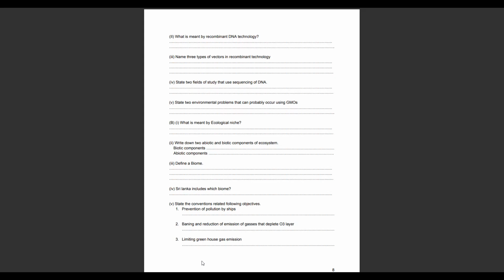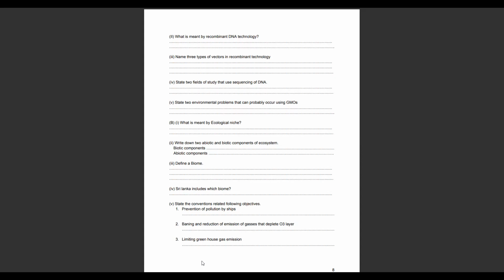State 2 fields of study that use sequencing of DNA. Molecular biology, evolutionary biology, medicine, right? Metagenomics. 2 marks. Roman number 5, state 2 environmental problems that can probably occur using GMOs. Gene pollution, formation of superweed, breakdown of environmental balance, right? Then, development of insect tolerant crops may harm non-target insects by accidentally ingesting toxin produced by GM crops. 2 marks.